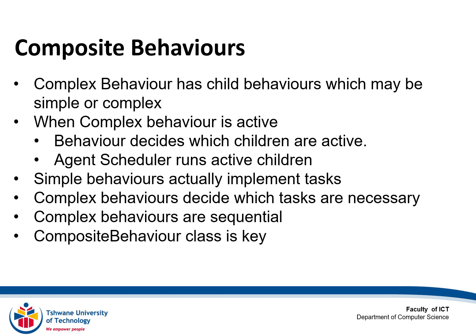A simple behavior, which you would have seen in some of the examples, just implements a task, whereas complex behaviors decide which tasks are necessary and therefore schedule them. So it decides which ones to run and then schedules them for running. Complex behaviors are quite sequential: they schedule the different behaviors in a particular sequence based on a particular decision. And then you also have the composite behavior, and to be able to run these complex and simple behaviors, the composite behavior class is very important.